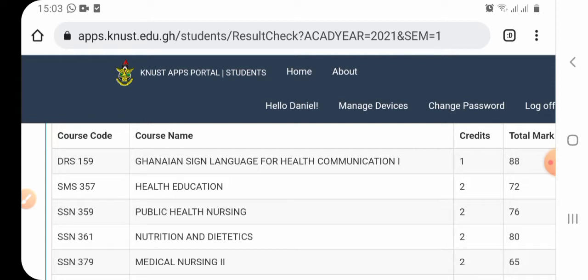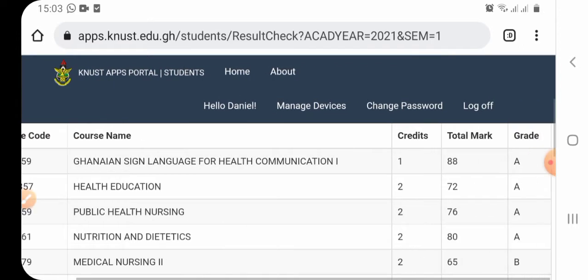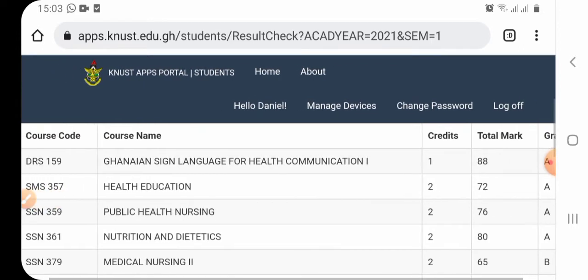Okay. Now health education. Health education is simple. Health education is like what was community health. It's like community health. It's very simple. The one that Dr. Amoisi taught you. It's very simple. Their questions are easy. I don't even know how I had 72. I was expecting more, but then that's it.